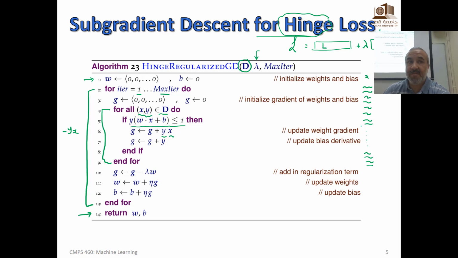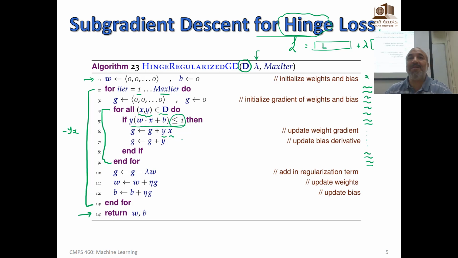Is that clear? Forget about the algorithm now. Focus with me on this part. For every training example, we compute y hat. Sorry, we don't compute y, we have y, the actual label. We compute y hat and multiply them. If it's less than or equal to 1, then we update the weight and the bias. And then we go to the next example and so on.